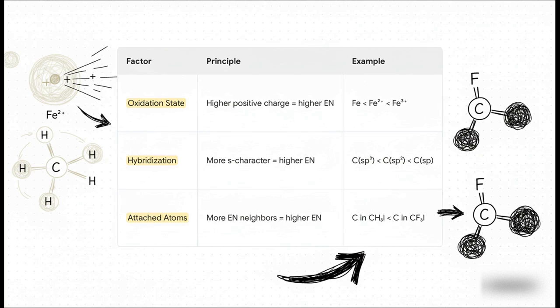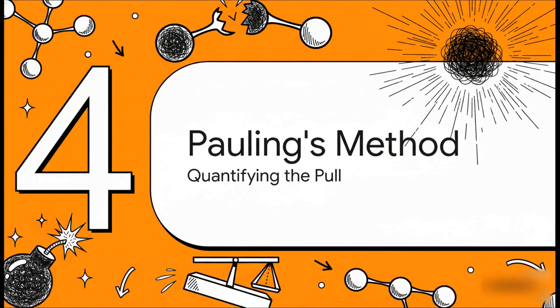And finally, its neighbors matter. A carbon attached to 3 super electronegative fluorines is going to have its own electronegativity jacked up. So, we've gone over the trends and the rules, but how did Pauling actually get the numbers for his scale in the first place? Well, his method was absolutely brilliant, and it was all based on something you can actually measure in a lab: the energy it takes to break a chemical bond.